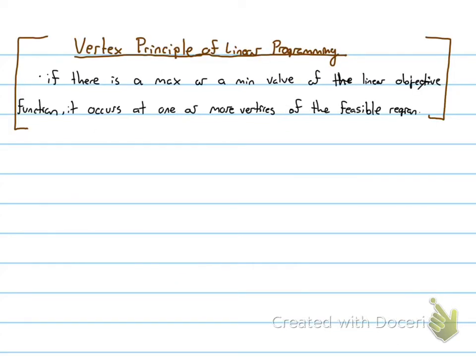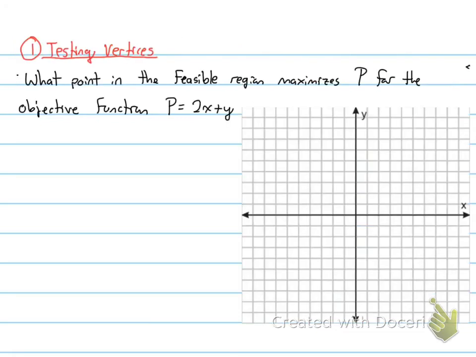The last thing that I want to talk about before we get started here is the vertex principle of linear programming. If there is a max or a min value of a linear objective function, it's going to occur at one or more of the vertices of that feasible region. So when we graph that and we have that polygon figure, wherever the vertices are on that polygon is where the max or min is going to occur. So let's look at two examples. One is just going to be dealing with numbers. The next one is going to be an actual real-world example.